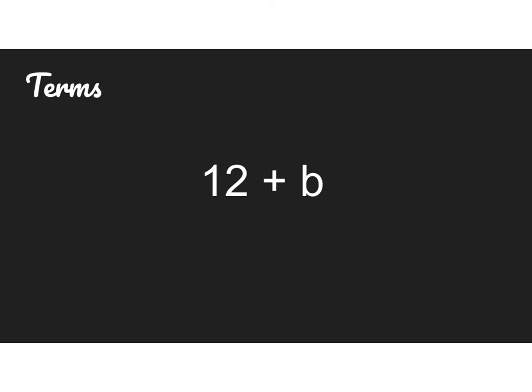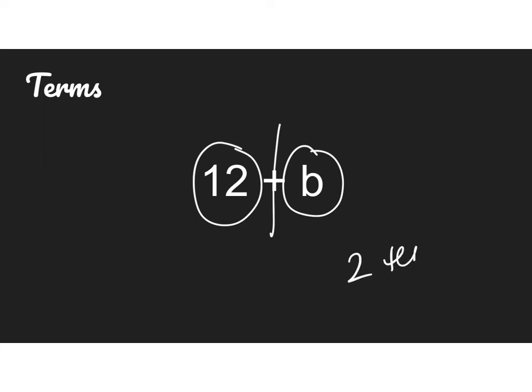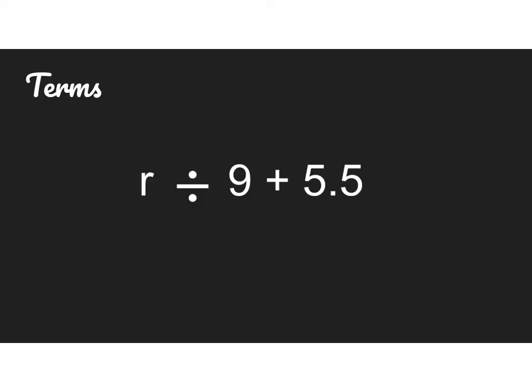Remember, terms are determined by plus and minus signs. So whenever I see an addition or subtraction sign, that's where I divide the problem up, and I can see I have 2 terms. Why don't you try this one? Go ahead and pause your video and think about how many terms this problem has.